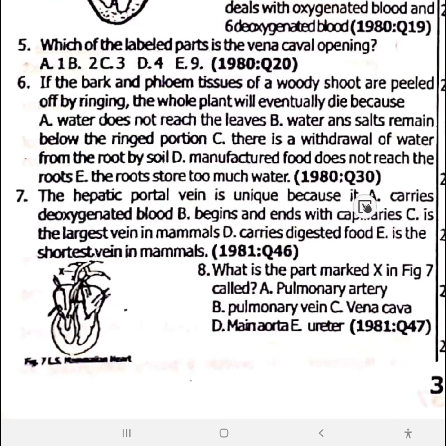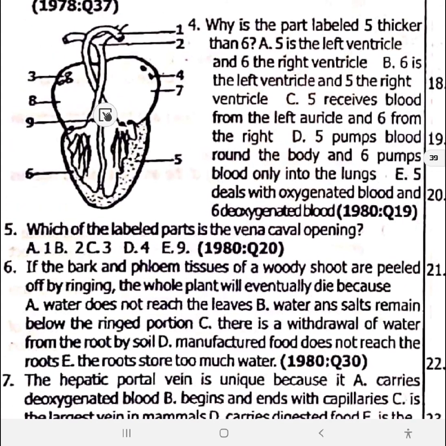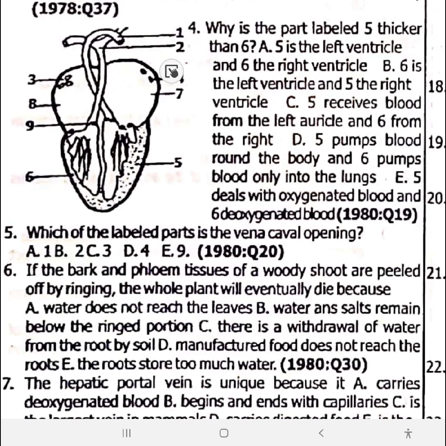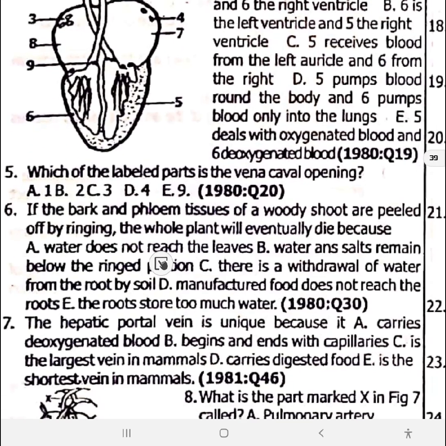7. The hepatic portal vein is unique because it begins and ends with capillaries. 7 is option B. 8. We have a diagram of the heart here. Same thing. What is the part marked X? Let's come back here to see. We said 2 is the pulmonary artery.